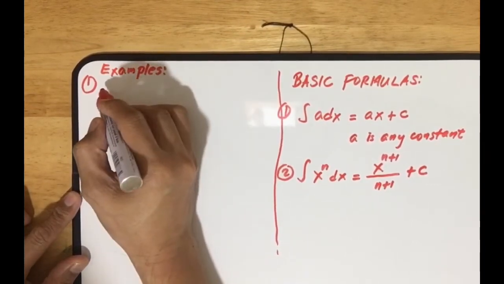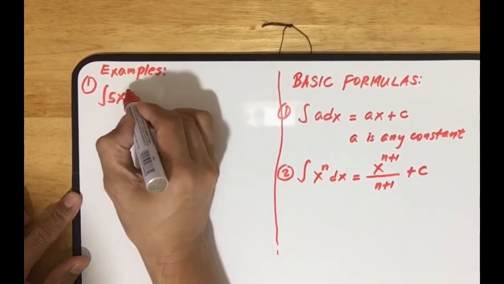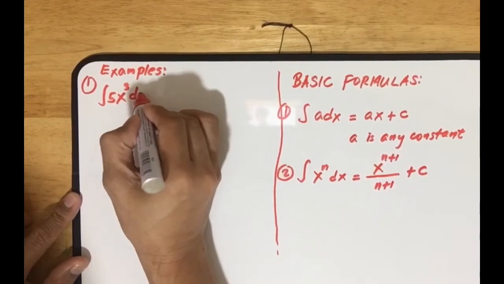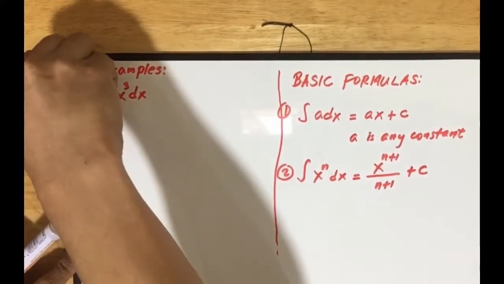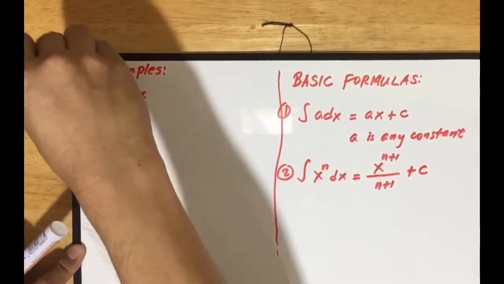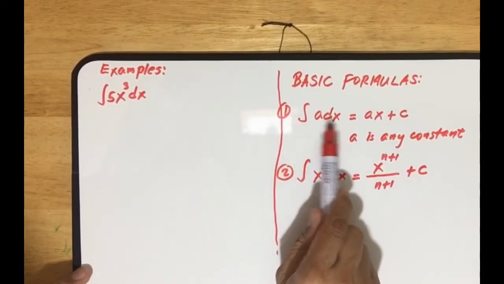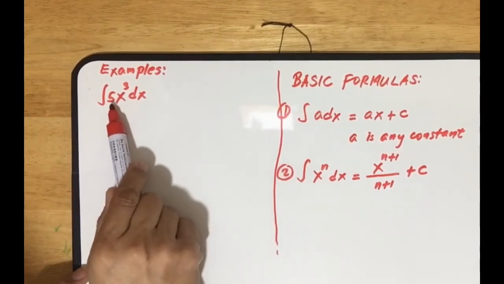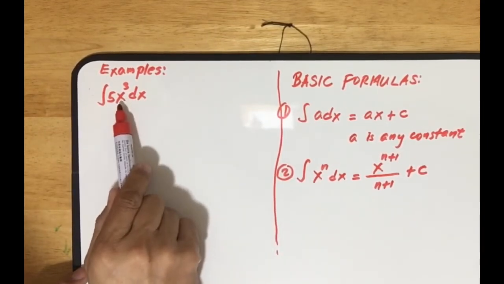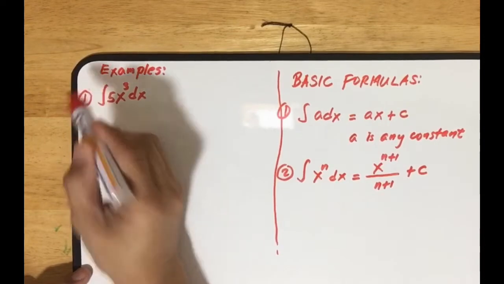If you're given the integral of 5x cubed dx, how will you solve this problem? It looks like a combination of the two formulas. The first formula is just a dx, and the second one is the power formula. This one is in the form of a dx, but there's also a term that contains the power. So how are we going to solve this problem?